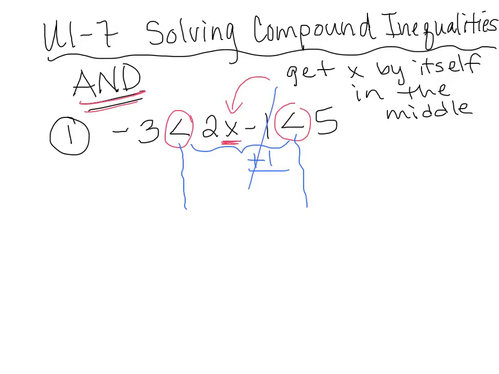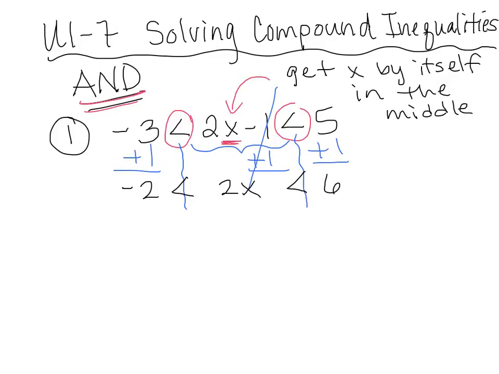Well, there's also these two outer sides of the problem, the far left and the far right, and we need to add 1 to both of those. Okay, we simplify in the next step. So we get a -2 on the far left. Let's bring down that less than sign. Bring down the 2x in the middle. Bring down the less than sign. And 5 plus 1 is 6.